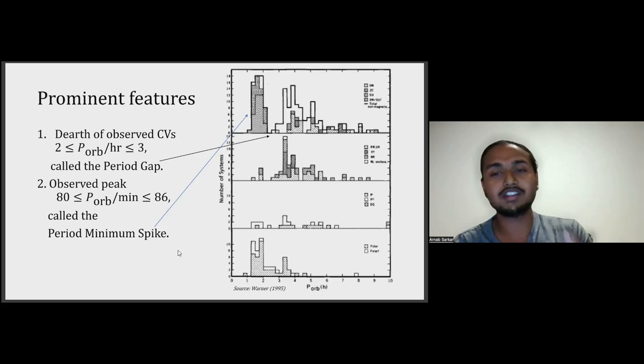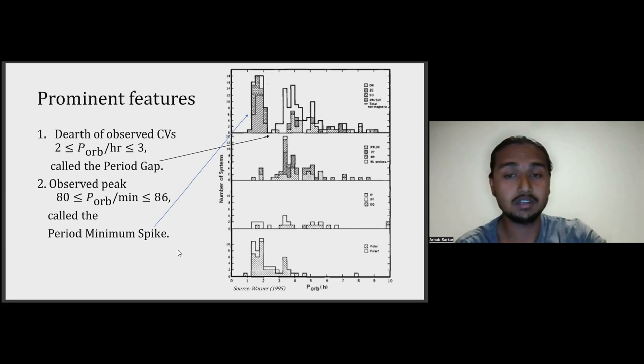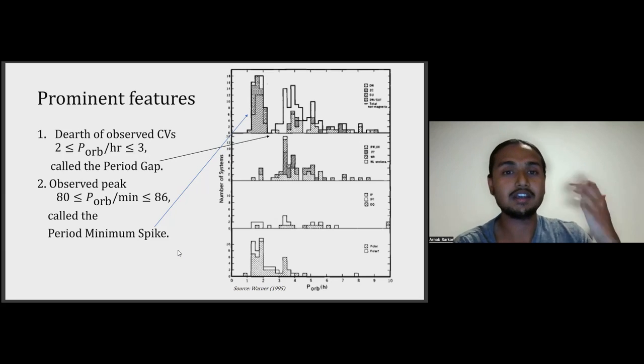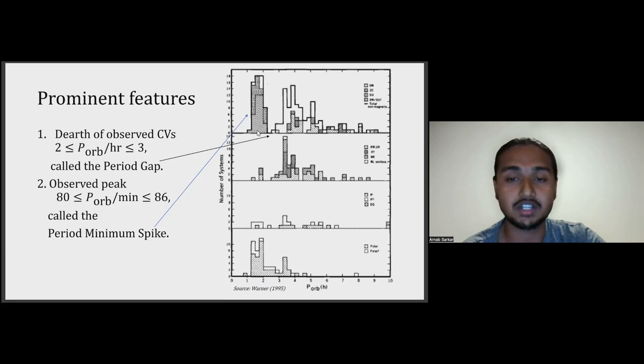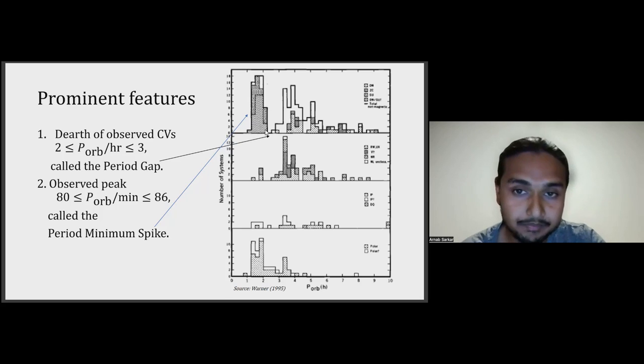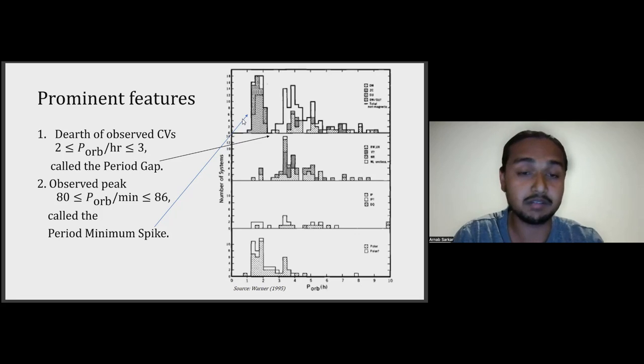So if we plot a histogram of the observed orbital periods of all the CVs, we will see two prominent features. Number one is a dearth of mass transferring CVs between 2 to 3 hours, which we call the period gap. And we see a peak in the observed periods between 80 to 86 minutes, which we call the period minimum spike.